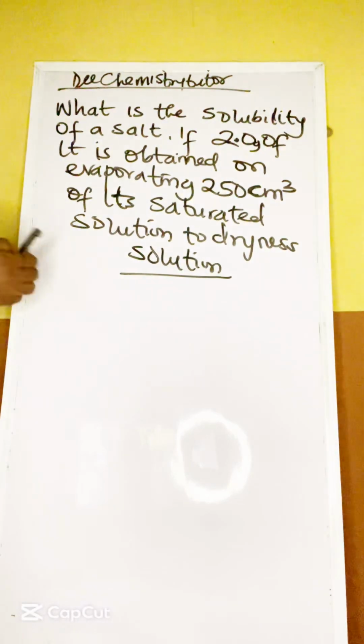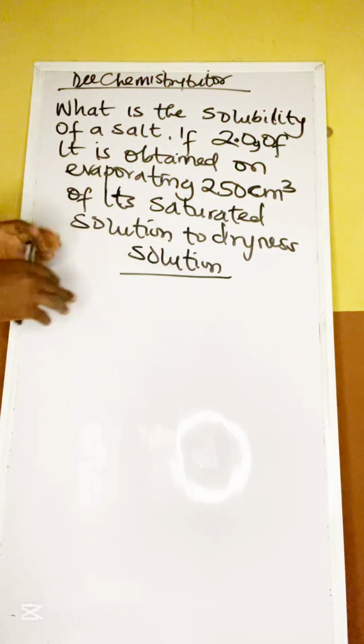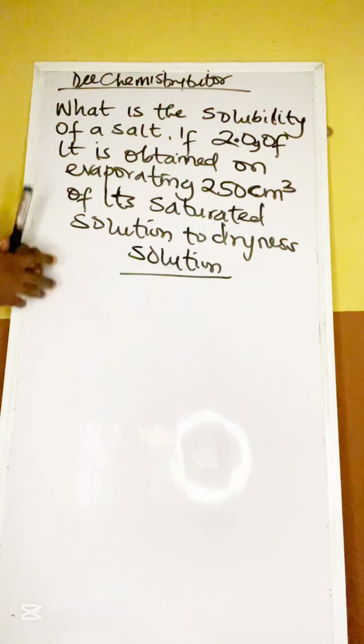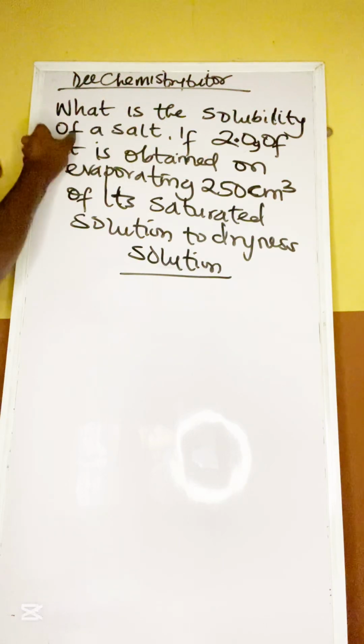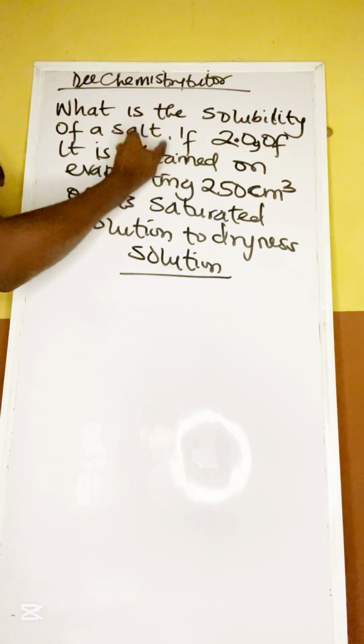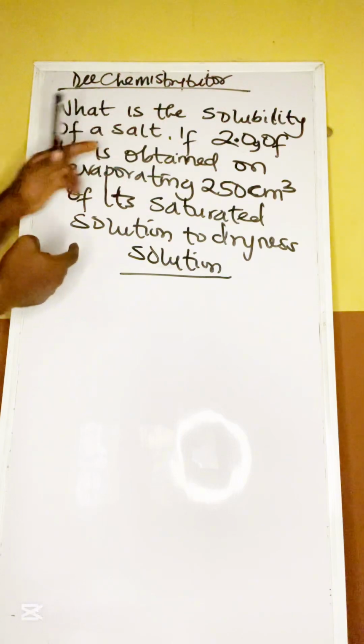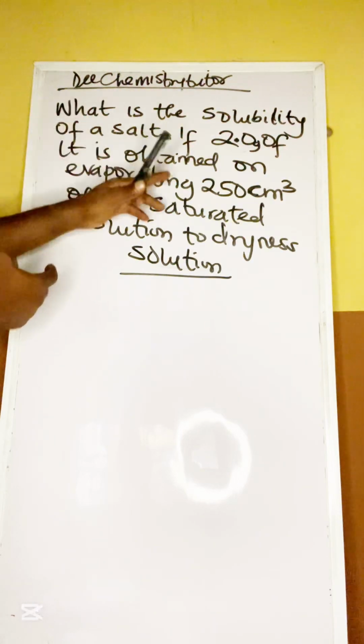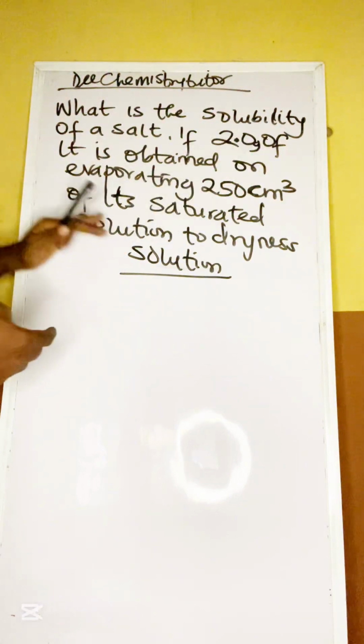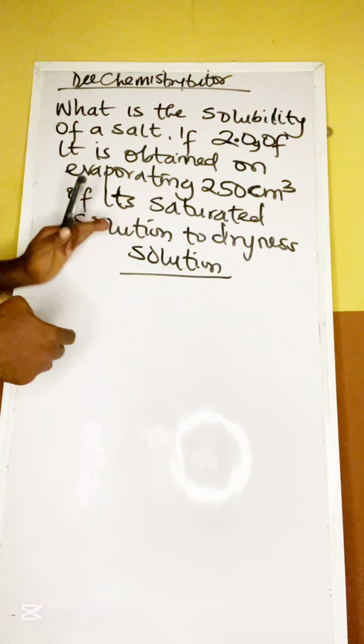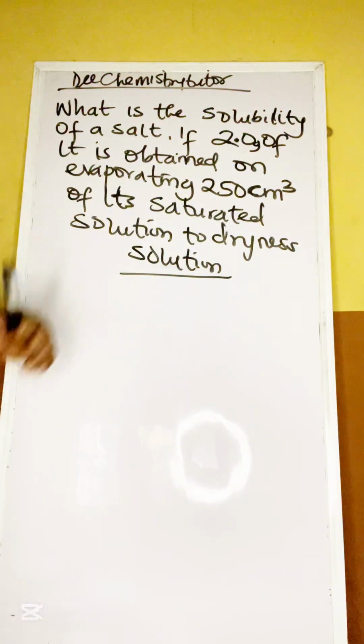Imagine you are given a question like this. How would you solve it? It is very easy. Let's solve it together. Now, this question is on solubility. What is the solubility of a salt if 2.0 gram of it is obtained on evaporating 250 cm cube of its saturated solution to dryness? Very easy question. Let's solve it together.